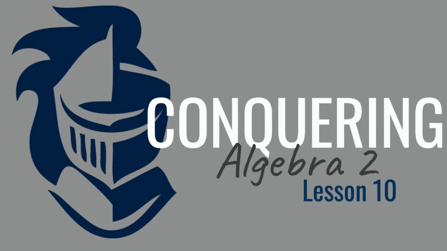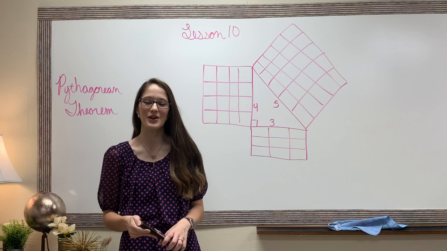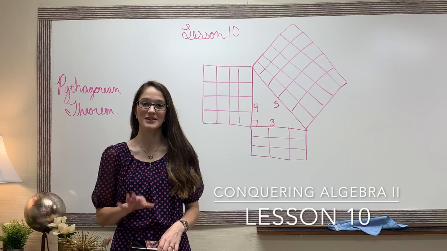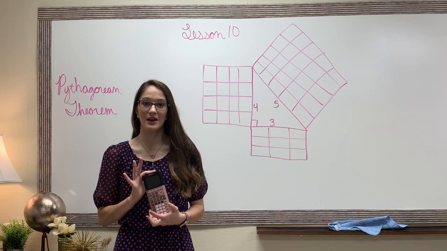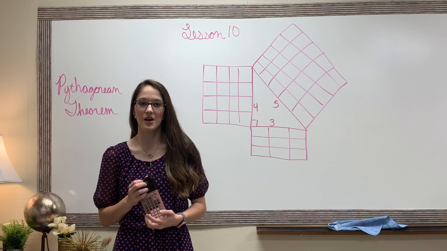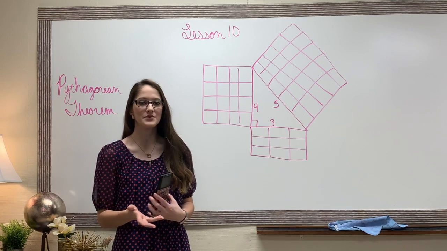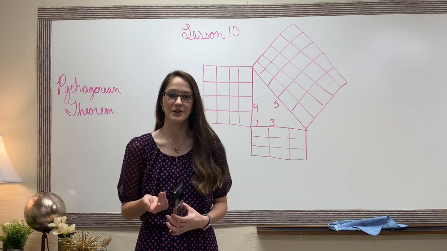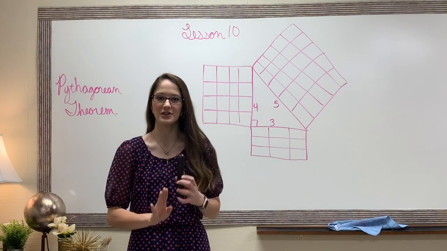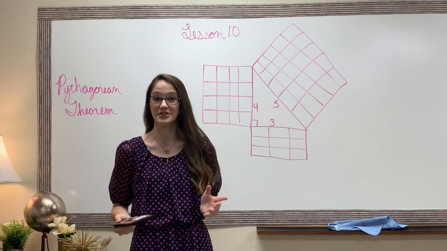Everyone, welcome back. We are on lesson 10 right now, and we are going to be discussing Pythagorean Theorem today. Quick heads up, you may want to have your calculator for this. We're going to be dealing with square roots, and while yes, you can leave them in square roots, they have to be simplified if you do, so sometimes it's just better to use your calculator, put it in decimal form, and just be done with it.